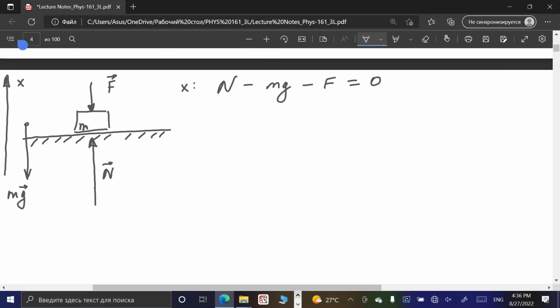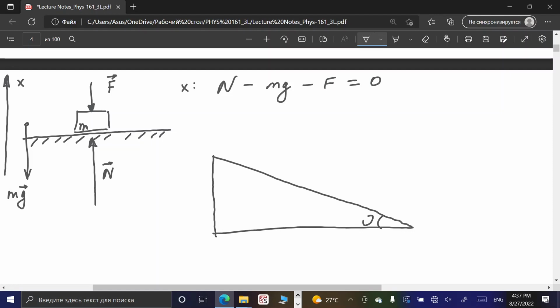Another option to be considered, to make this example a little bit more interesting, is when we have an inclined plane and there is some distribution of the weight of the block, like weight vector of the block on axis y and x. So when we have such an inclined plane, here is some angle theta. This is our block. We will not consider any friction now. Friction we will consider a bit later.